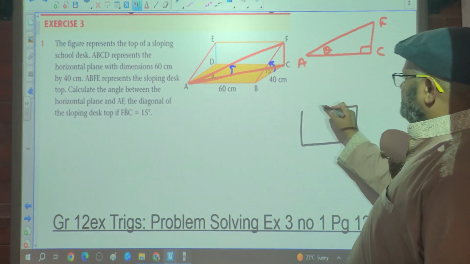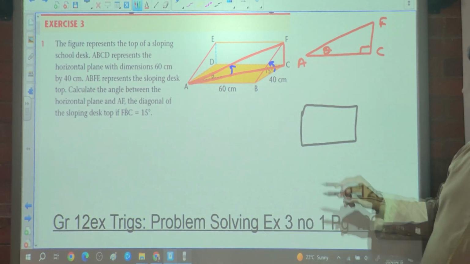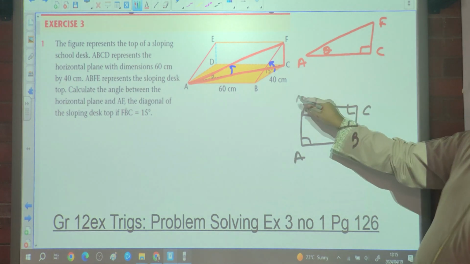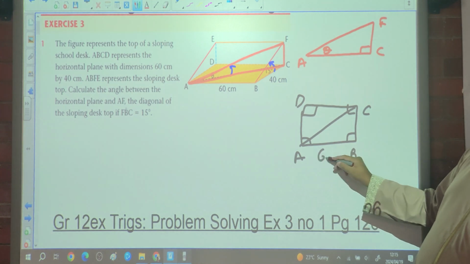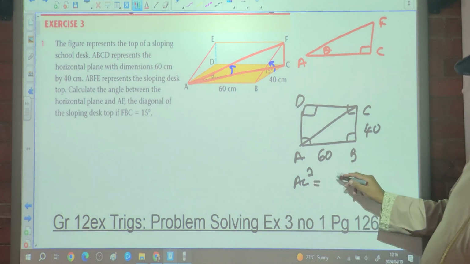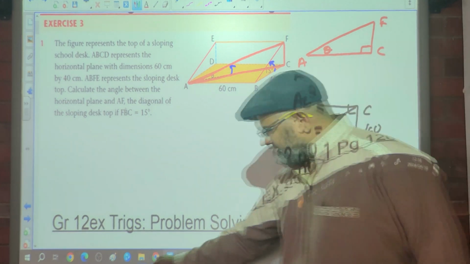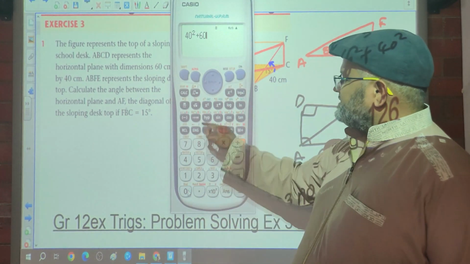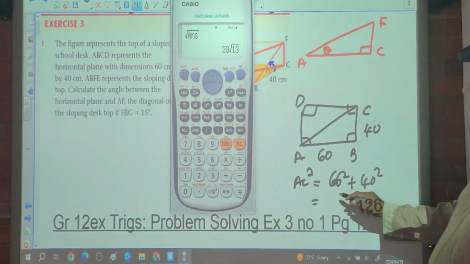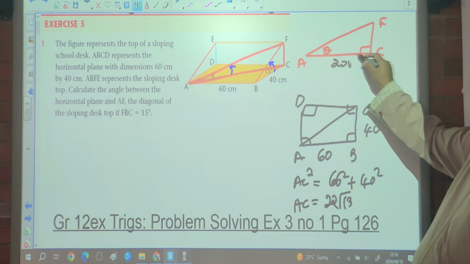So let's go here. What type of shape is this? A, B, C, D. It's a rectangle, not so. So this is all 90. Okay, so this is going to be A, B, C, D. I want to calculate AC. This is 60 and this is 40. How are you going to calculate AC? Pythagoras, yes, well done, everybody at once. 40 squared plus 60 squared is 5,200, the square root thereof is 20 root 13. So that is 20 root 13.